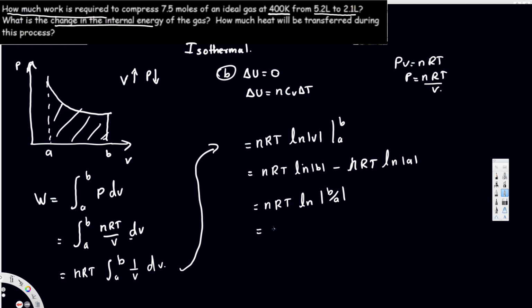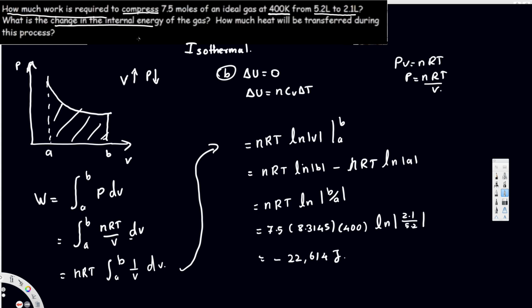And let's plug in all the values. We have the moles provided, 7.5 moles, so let's plug in 7.5 moles here, multiplied by R, that's 8.3145, multiplied by the temperature, 400 Kelvin, multiplied by ln B over A. B is the final volume, 2.1, divided by the initial volume, 5.2. If you plug all the values into the calculator, you will get negative 22614 joules.